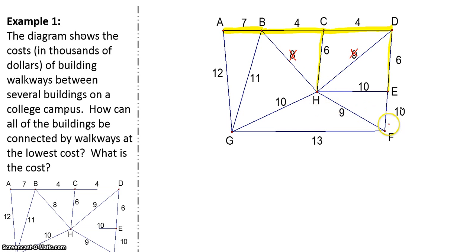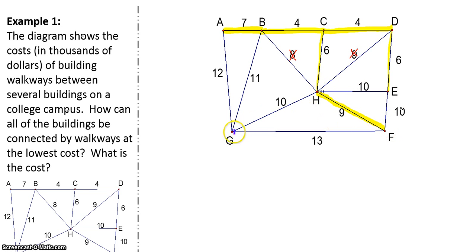Now I will build this one because this 9 does not create a circuit. So I will build this 9 because it is not going to create a circuit. It's not quite a circuit here. Okay, so the next number is 10. Now I cannot build this 10 because that would create a closed circuit. I cannot build this 10 because that would also create a closed circuit. So those two 10s are out, so I'll cross those out.